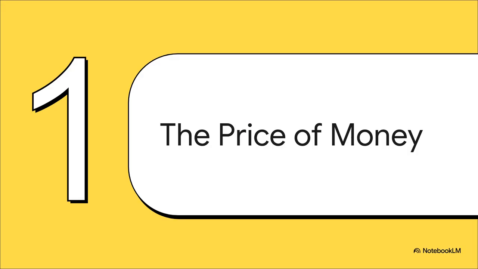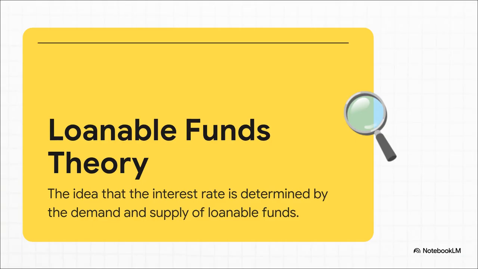All right, so to get started, we need to shift how we think about interest rates. Try not to see it as just some percentage on a screen. Instead, think of it as a price. To be specific, it's the price of money itself. And this brings us to a really core idea in economics called the loanable funds theory. Now, I know it sounds a little academic, but the concept is actually super simple. It just says that the interest rate, the price of borrowing money, is set by the classic old-school forces of supply and demand. That's it.